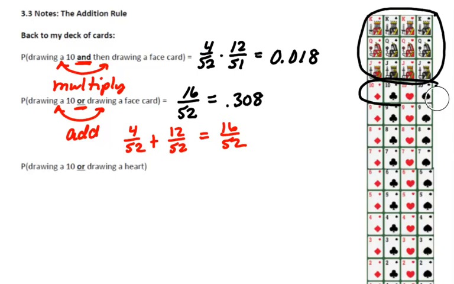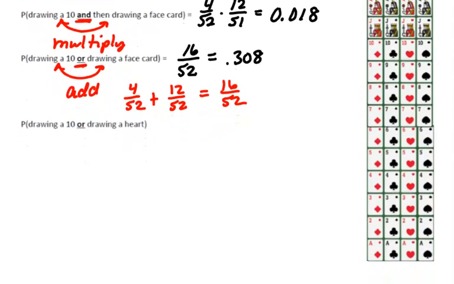So I'm going to erase this here. This is what we did. Now, what's the probability of drawing a 10 or drawing a heart? Okay, so if we apply this addition rule, we could say there's a 4 out of 52 chance of drawing a 10, because there's 4 10s in the deck. There's a 13 out of 52 chance of drawing a heart, because there's 13 hearts in the deck. So that would be a 17 out of 52 chance.